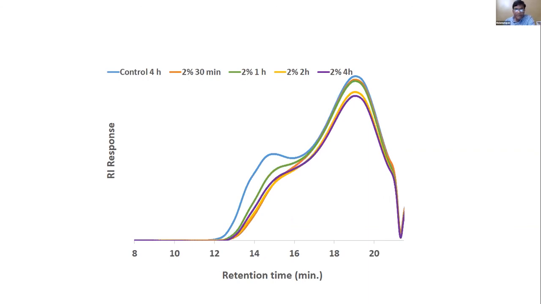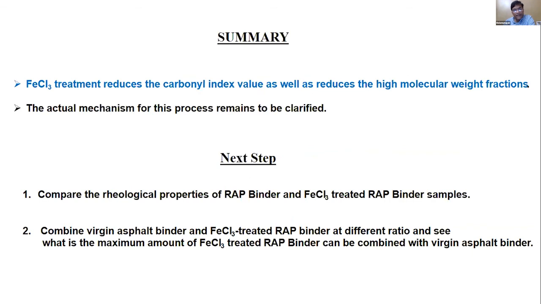So by chemical analysis, I can say that we can reverse some of the chemical transformation that happens during aging, moving towards the virgin binder. But we don't know the actual chemical mechanism up to now. The next step is to try some NMR and other techniques to see chemically what happened.